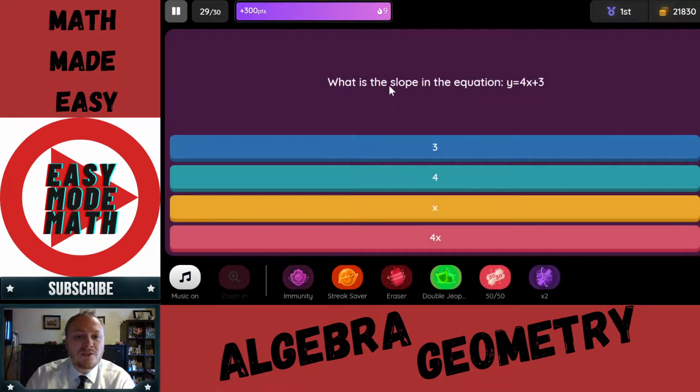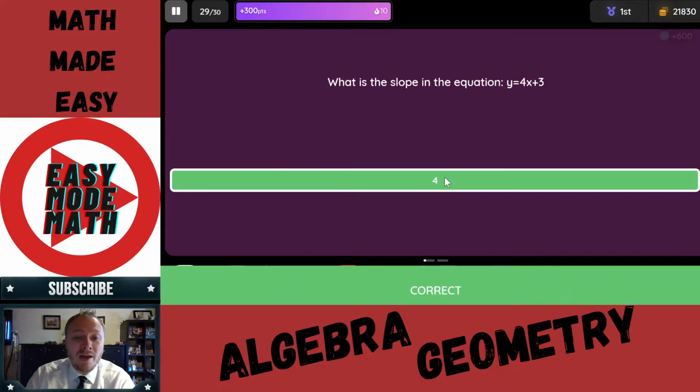Almost done. What is the slope in the equation y equals 4x plus 3? Which one is the slope? 3, 4x, or 4? Most common answer on this will be 4x, but that is wrong. The x is not included in the slope. It is just the number in front of the x.